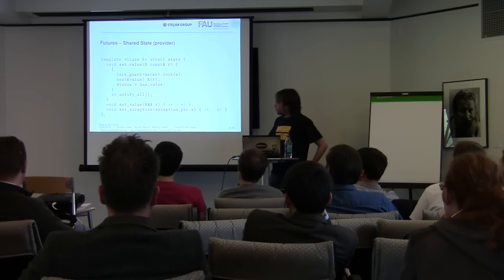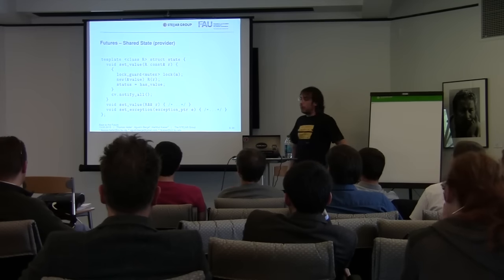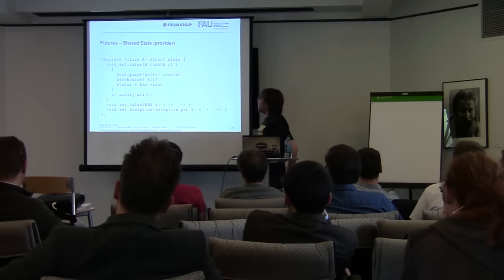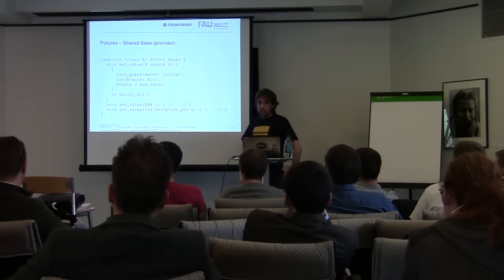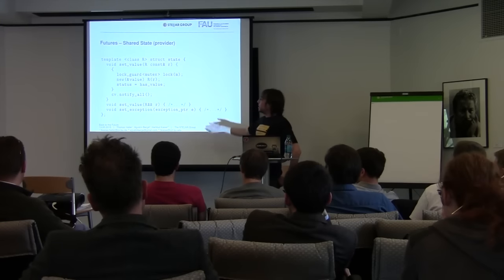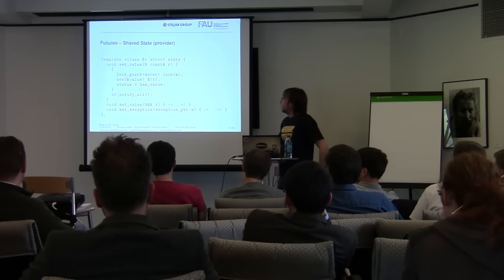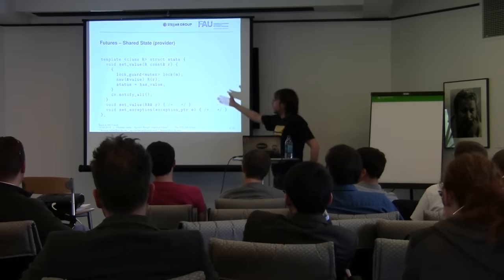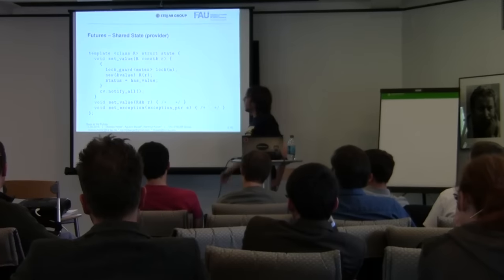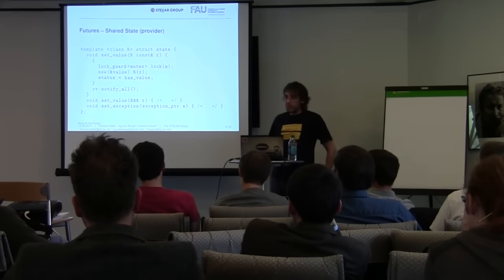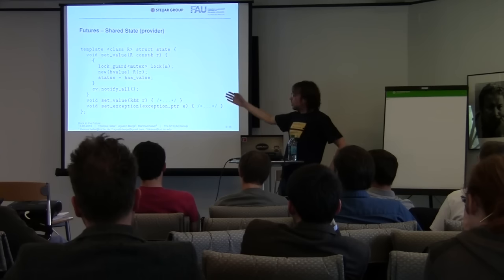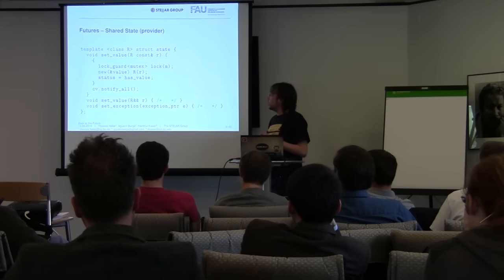So from the promise side, the provider side, whenever the shared state has to be made ready, has to be set with a value or an exception, all we need to do is lock that mutex, and construct a new value or a new exception in place, depending on which it was. We set the status correspondingly, and after that, we call notify all on the condition variable so that if any future is waiting on it, the future wakes up.